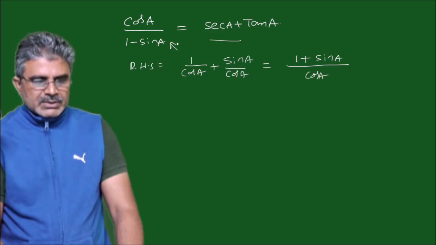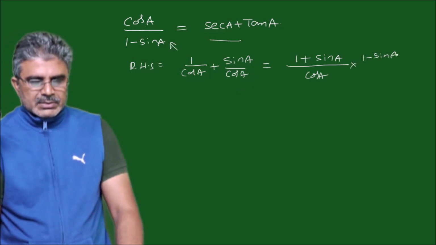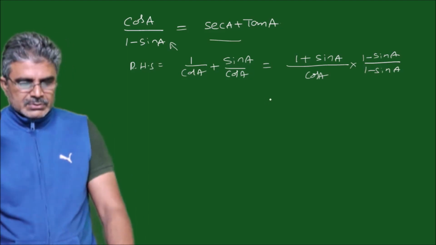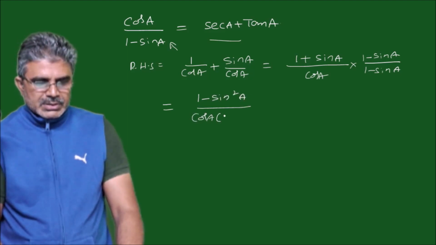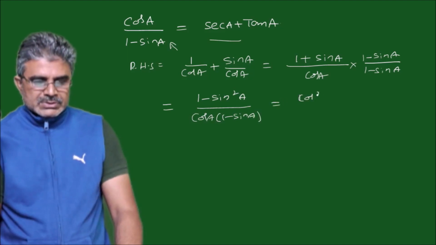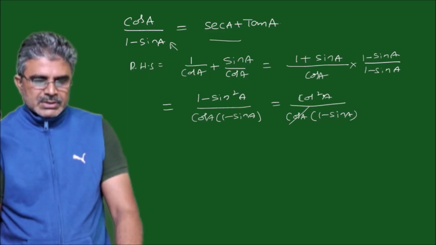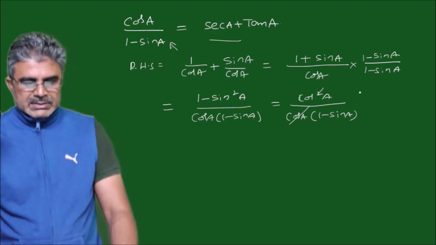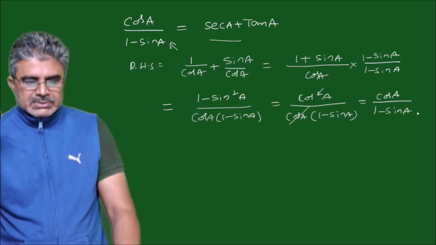But in the left hand side we have 1 minus sin A in the denominator. So multiply that by 1 minus sin A. Here, by multiplying on the top we have 1 minus sin square A divided by cos A into 1 minus sin A. 1 minus sin square A can be written as cos square A from the identity. Below you have cos A into 1 minus sin A. So one cos A in the denominator and one cos A in the numerator get cancelled. So you'll have cos A divided by 1 minus sin A.